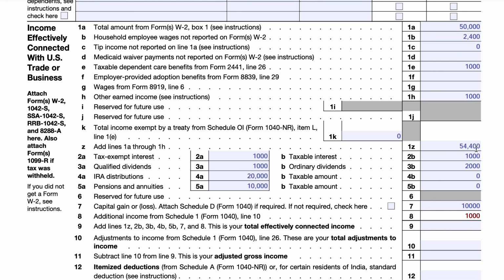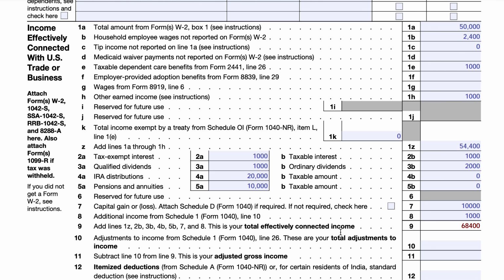Now we're going to add all of these lines: 1Z, 2B, 3B, 4B, 5B, 7, and 8. So let's see, that's 57,400, 67,400, 68,400.